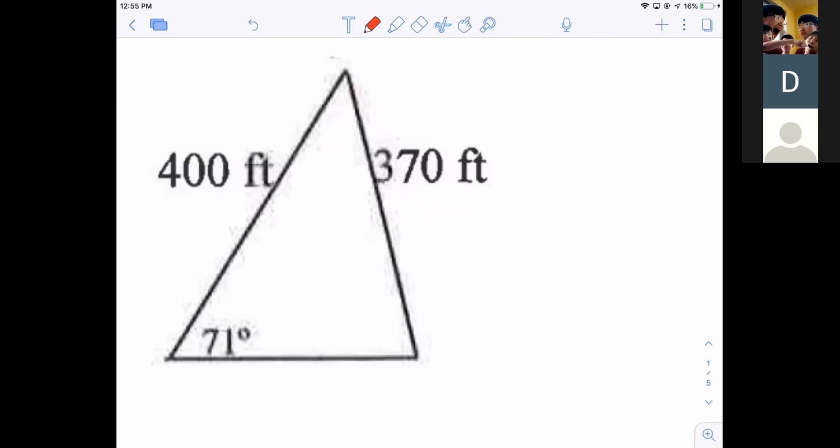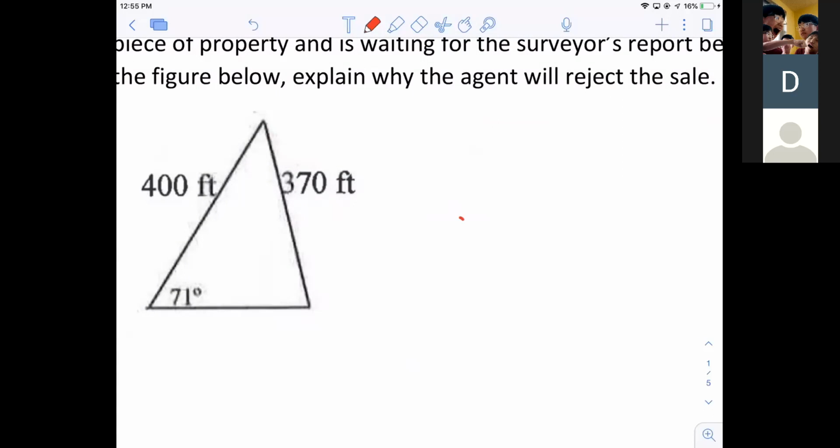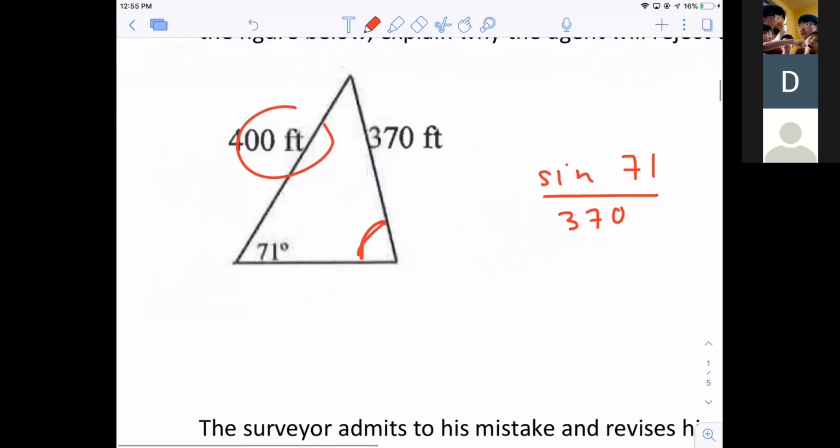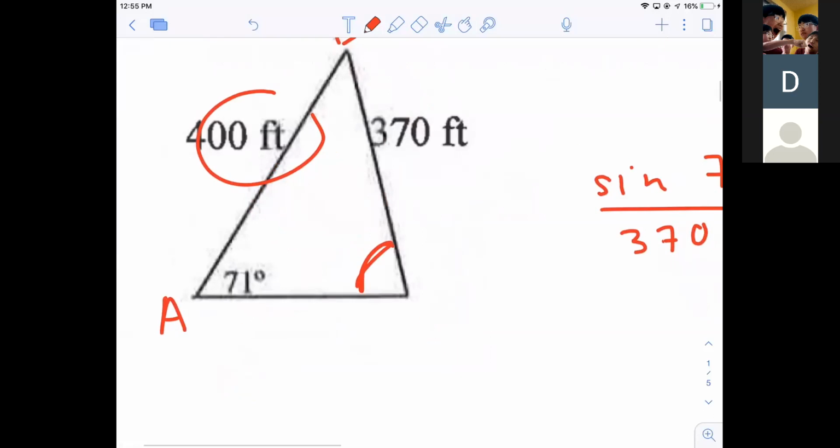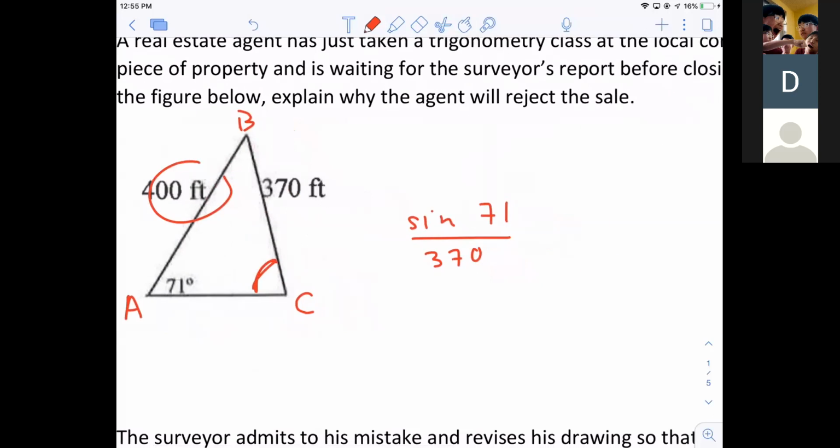Well, let's just try finding the rest of the angles, just like in the warm-up. So I'm going to do law of sines. I'm going to do sine of 71 over 370, right? That over that. And I guess I'll find this angle here. So let me label this triangle ABC. So I'm going to do sine of angle C over 400.